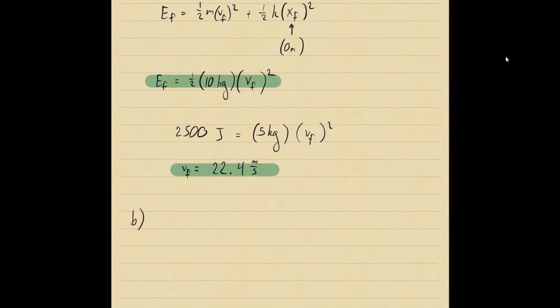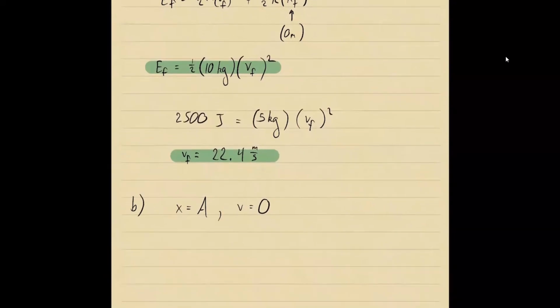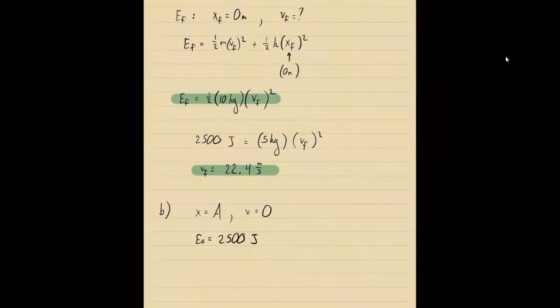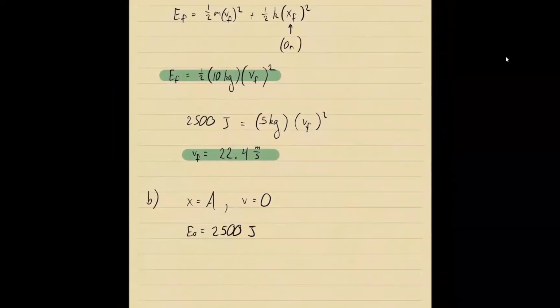So for part B, we know that the maximum value for its displacement has to be the amplitude A, and at that point, the velocity has to be 0, because it just reached that point and now has to stop and turn around and go back towards its equilibrium position. Our initial energy is still the same from the previous part, because that hasn't changed. But now let's say that the final position is when x is equal to A, and our final velocity is 0.